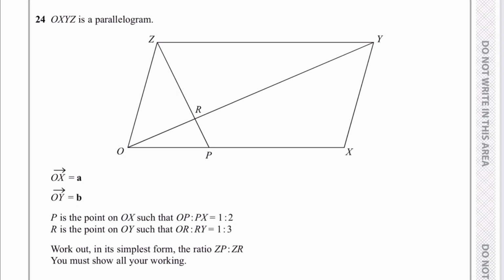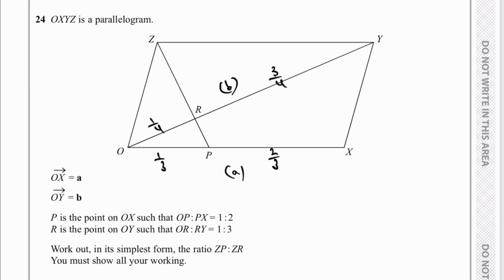So OX is going to be vector A, so I'm just going to put A in brackets there, and OY is going to be vector B, and what it tells us is that P is a point on OX such that OP to PX is 1 to 2. So what that basically means is this is 1/3 of the way, and this is 2/3 of the way. And it's the same with R on point OY, and that's going to be 1/4 of the way and 3/4 of the way.